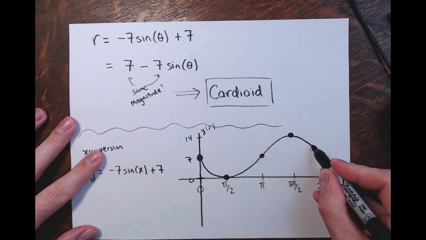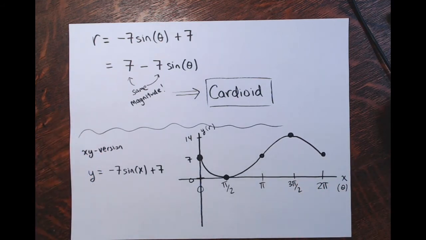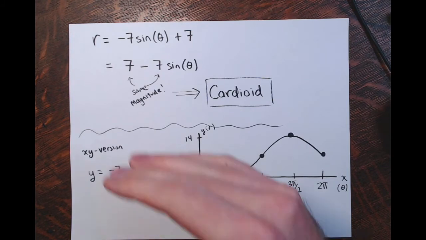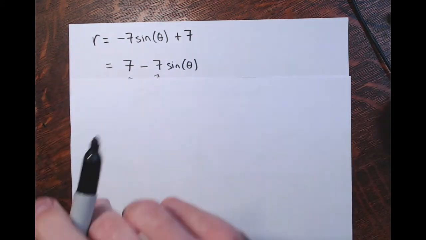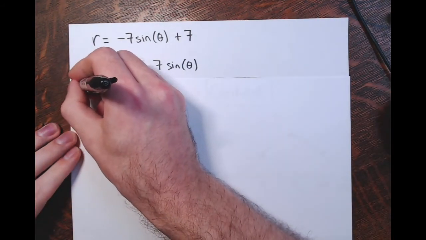And I'm not going to go into how I got this. You should know how to graph your sine and cosine functions by now. I'm going to use this graph here as a guide when I go to graph the polar curve on the polar grid. So I'm going to cover this up for now, and let's make a polar grid.